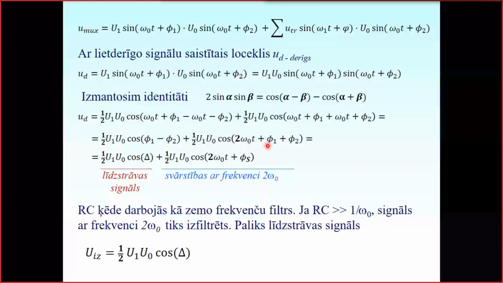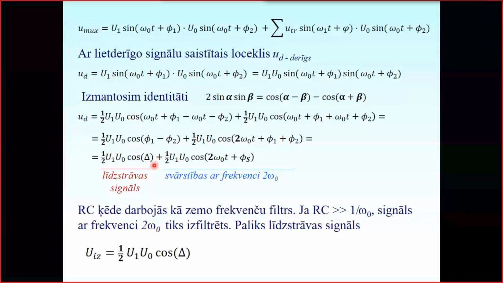In fact, what did I get? I got a constant DC component. This does not oscillate anymore. Yes, it depends on the difference between phases, but it doesn't oscillate. There is no omega t component here. But the other one oscillates at a doubled frequency. It's a very high frequency oscillation.